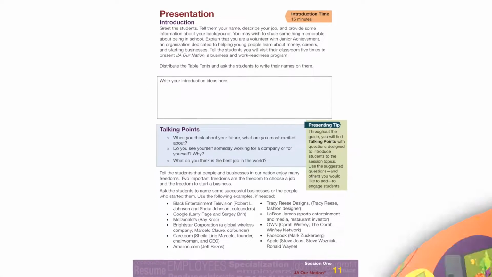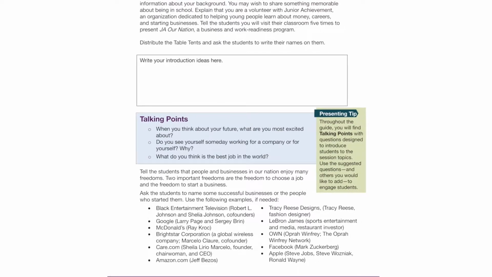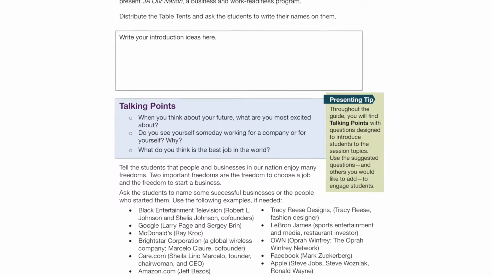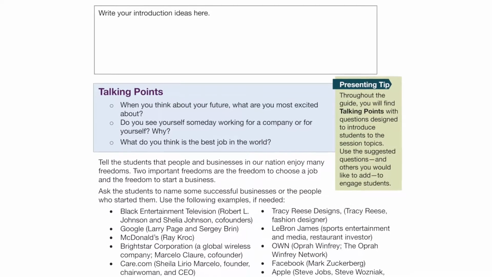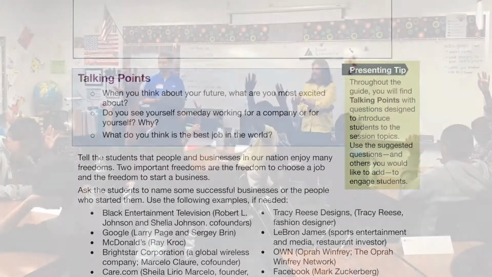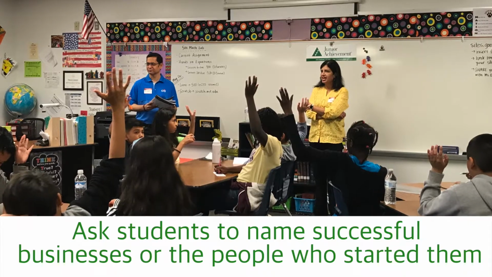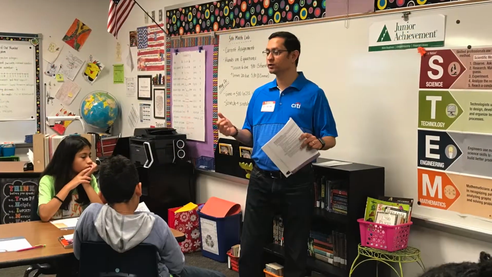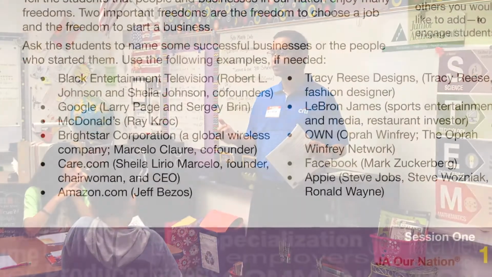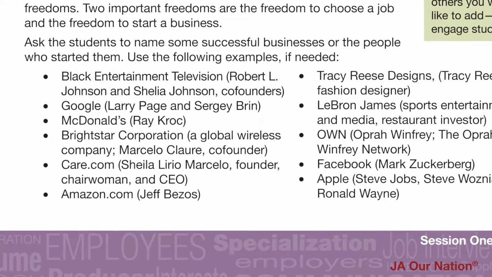Use the volunteer guide talking points to introduce the idea that people and businesses in our nation enjoy many freedoms, such as choosing a job or starting a business. Ask the students to name some successful businesses or the people who started them. You may also want to share local examples or use some of the suggestions in your guide.